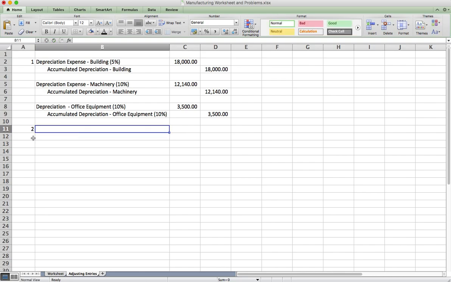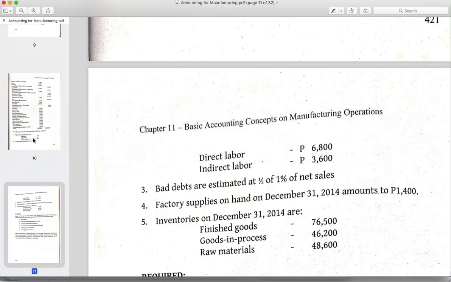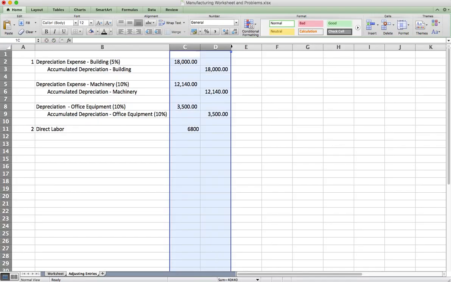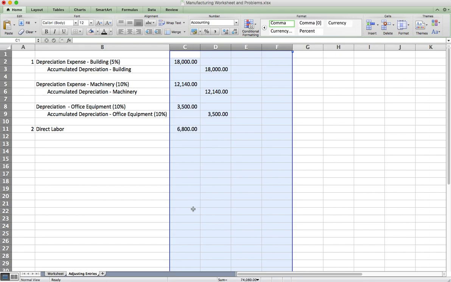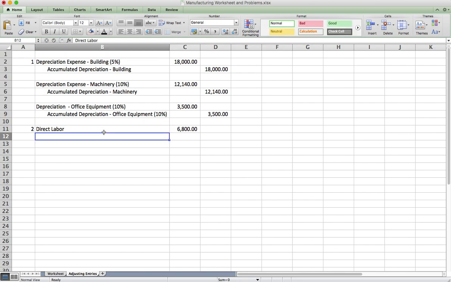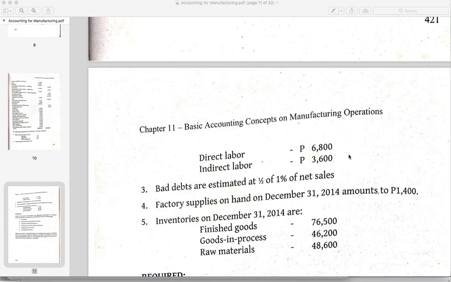Debit mo sa direct labor. Compound entry na lang gawin natin, class. Debit direct labor, that is 6,800. Itong plus, may comma dito. Shortcut yan para makita yung thousand separator, yung decimal places. Okay, and then next, indirect labor, 3,600.